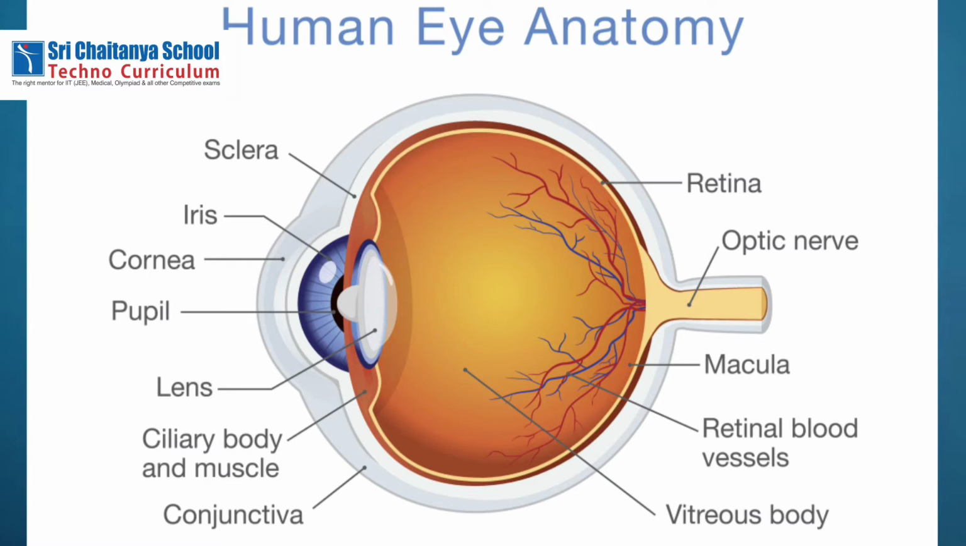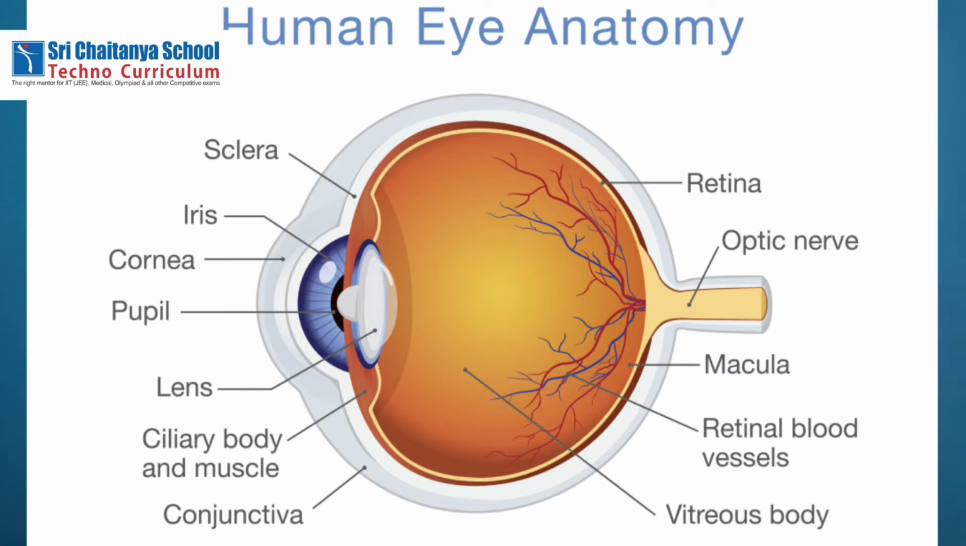This biconvex lens, which is crystalline in structure, is suspended by suspensory ligaments and ciliary muscles. This lens divides the eye into two parts: the front aqueous chamber and the back vitreous chamber. The aqueous chamber is filled with water-like fluid and the vitreous chamber is filled with jelly-like fluid. And the third, innermost layer, we call it the retina.